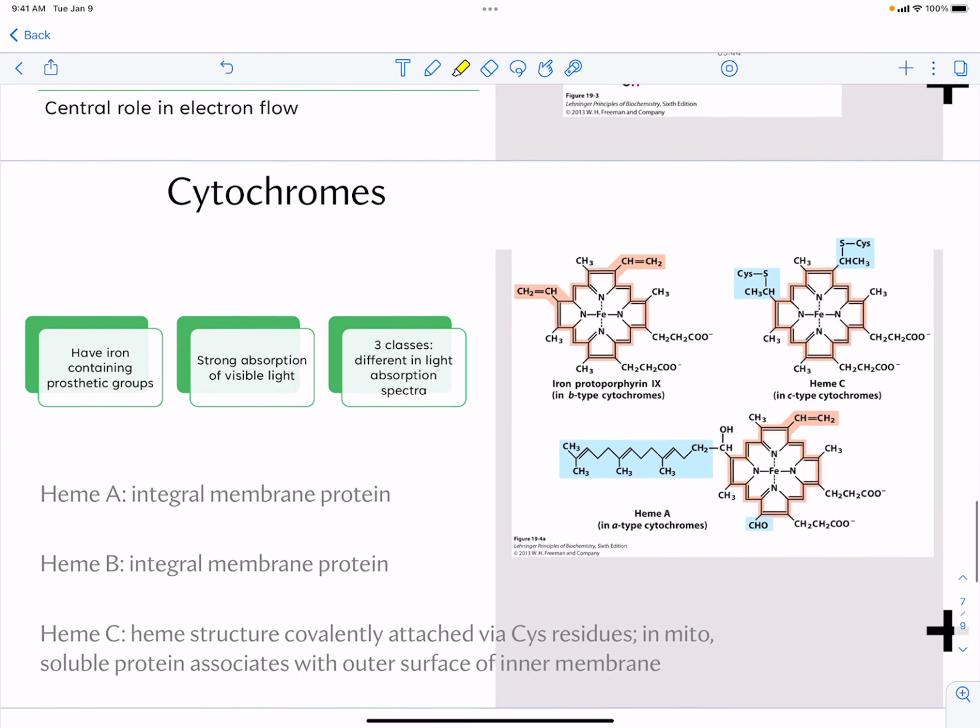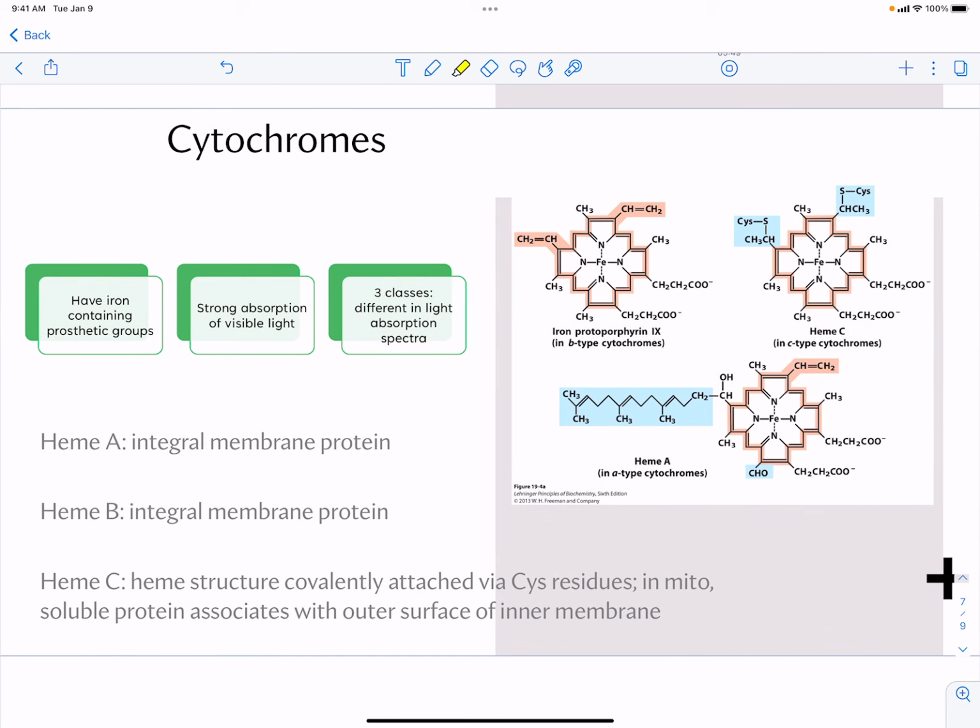Our cytochromes are going to have iron centers. And so you can see these are different types of iron-containing proteins. We have our protoporphyrin, which contains iron. We have our heme C, and we have our heme A. So these are going to have iron as prosthetic groups. These are going to absorb light, so they can give off a color. And the 3 classes differ with respect to their absorption spectrum.